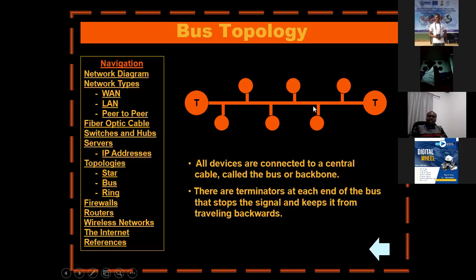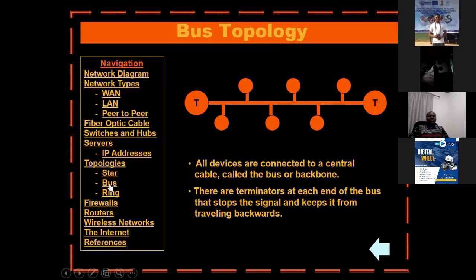Now, these networks are not really common. Very many don't embark on this network because it is not scalable. When you say a network is not scalable, it means that you are unable to either add or remove devices on a network like this without much interruption on that network.